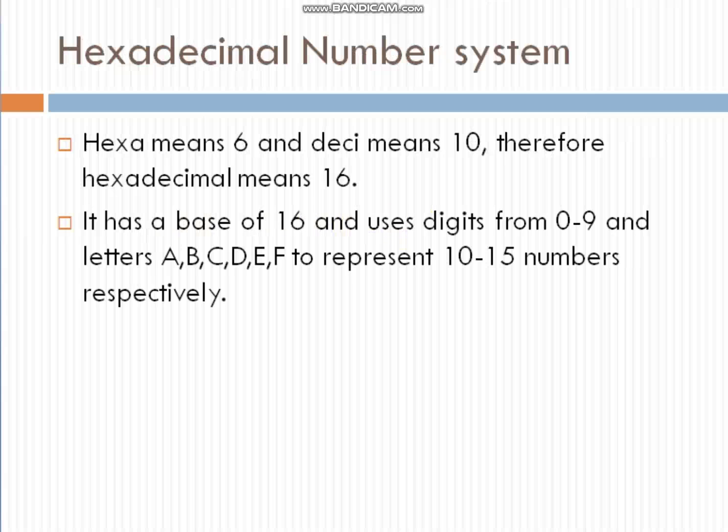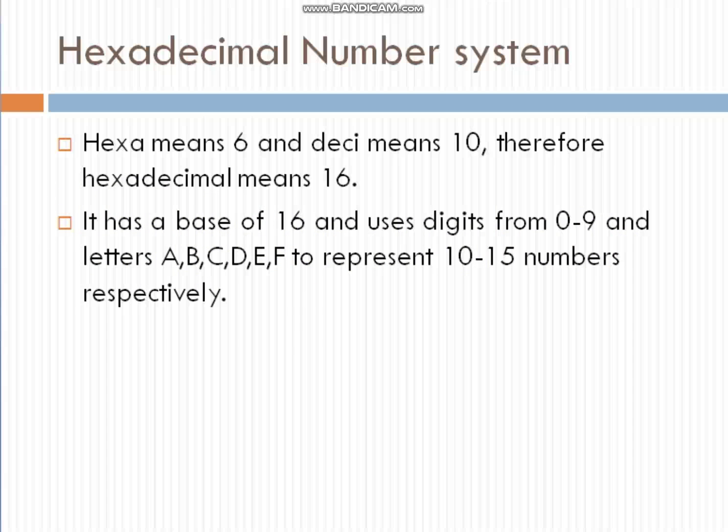Next we have hexadecimal number system. Hexa means 6 and deci means 10. Therefore, hexadecimal means 16. It has a base of 16 and uses digits from 0 to 9 and letters A, B, C, D, E, F to represent the numbers 10 to 15 respectively.